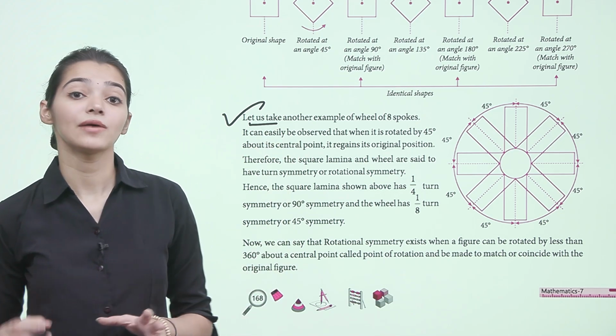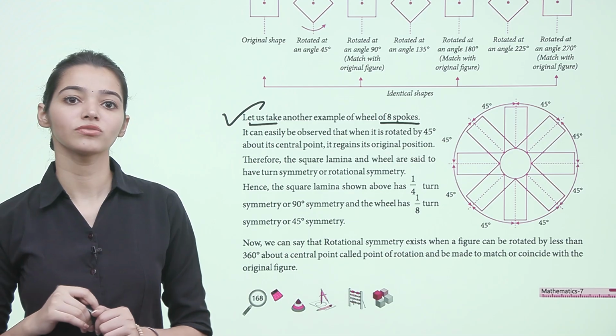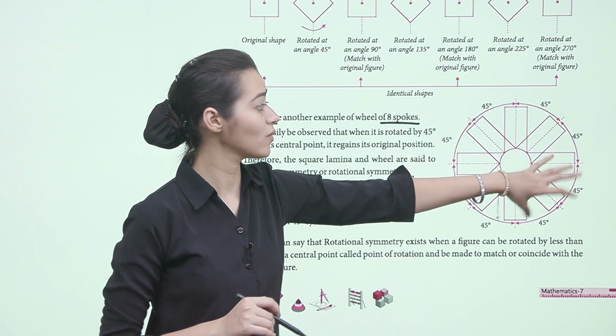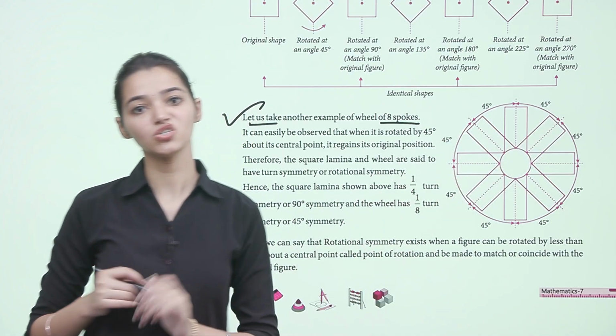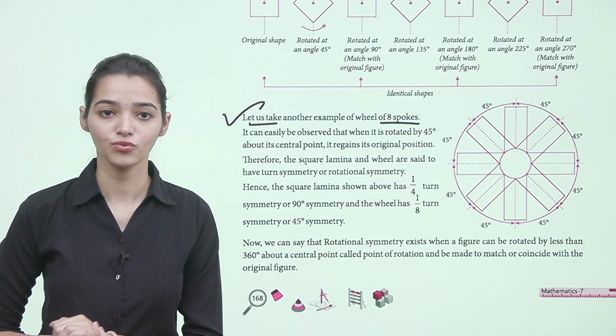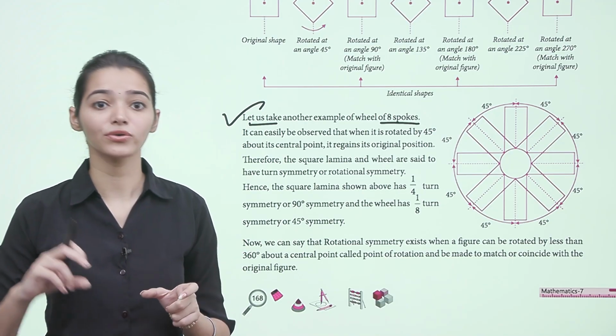Now let us take another example of a wheel of 8 spokes. Here are the 8 spokes of the wheel, and it can be easily observed that we have rotated this wheel by 45 degrees in each case about its central point, and it regains its original position. Therefore, the square lamina and wheel are said to have turn symmetry or rotational symmetry.